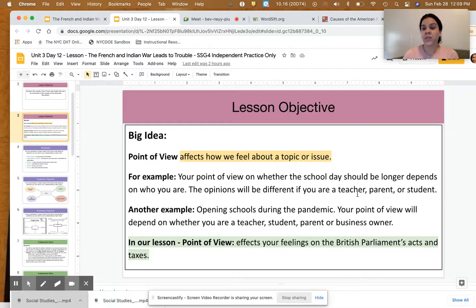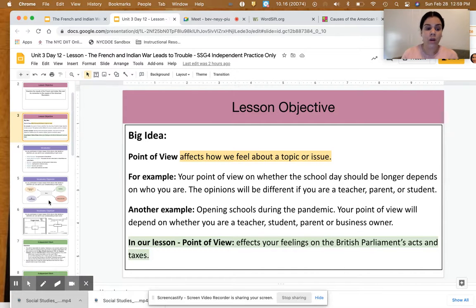So I hope you notice that our roles in society affect our point of view on an issue. And I want you to hold on to that because in our lesson for today, point of view affects your feelings on the British Parliament's acts and taxes.